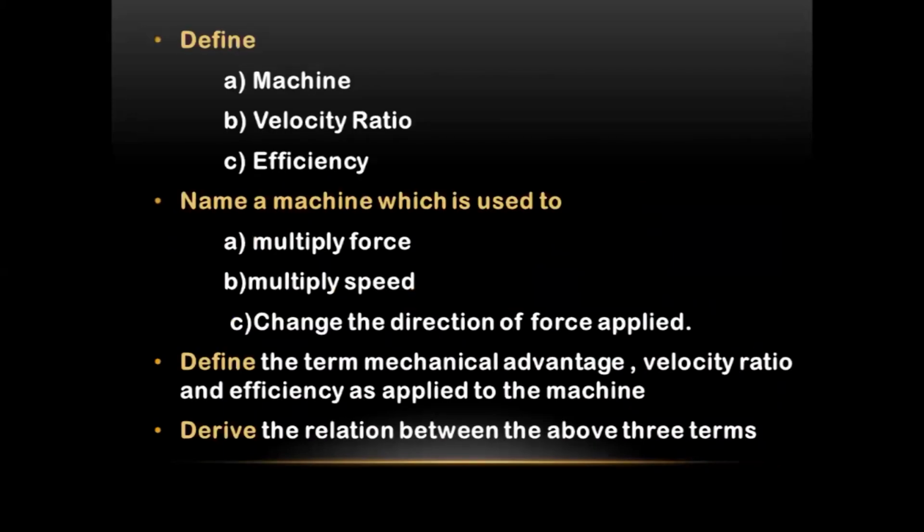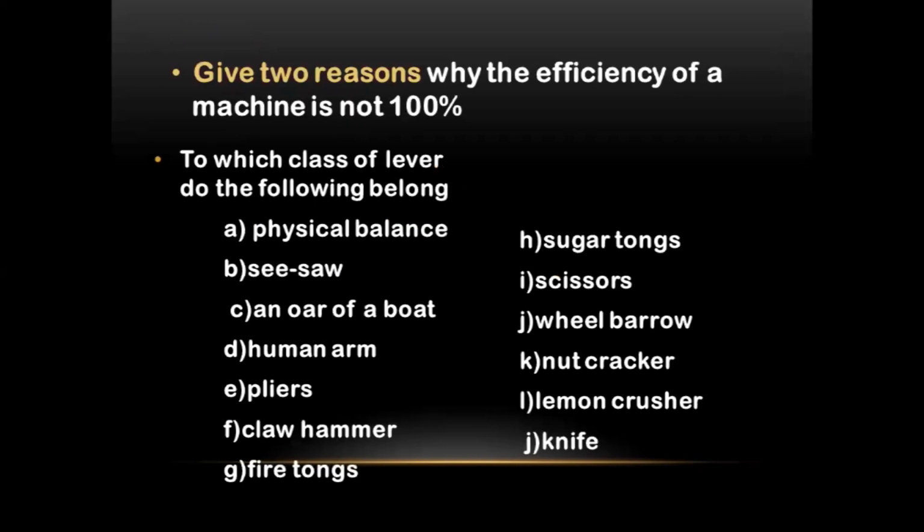First, define machine, velocity ratio and efficiency. Number 2, name a machine which is used to multiply force, multiply speed, change the direction of force applied. All these are in the functions of machine. If you could remember, just get back to the video, listen again and then answer the question. Third, define the terms mechanical advantage, velocity ratio and efficiency as applied to a machine. Derive the relation between the three terms, velocity ratio, mechanical advantage and efficiency. Give 2 reasons why the efficiency of a machine is not 100%. That is why there is no ideal machine.